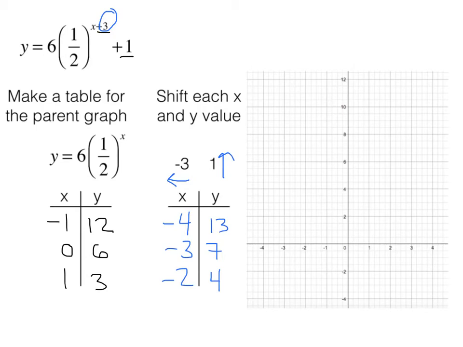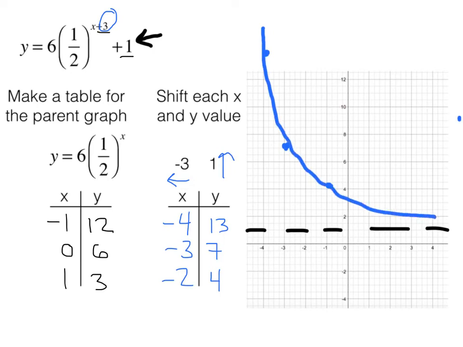Now the question is, where's the asymptote? The asymptote is going to be at the k value. So our asymptote is going to be at y equals 1. Throw that in there first. Then plot your points. Negative 4, 13. Negative 3, 7. Negative 2, 4. Connect your points just like before. Don't cross your asymptote.